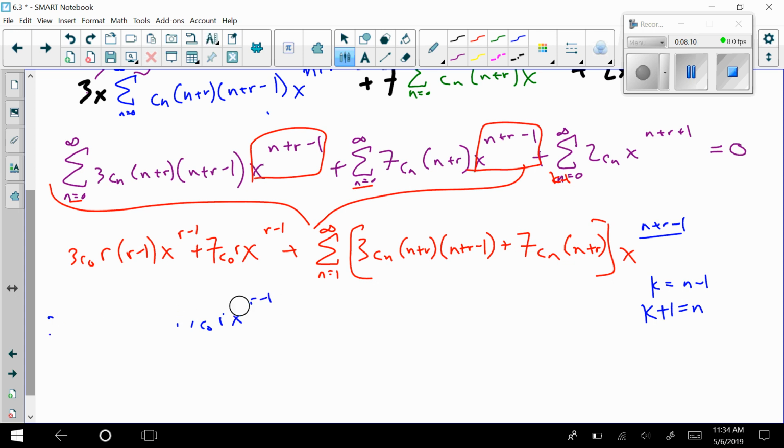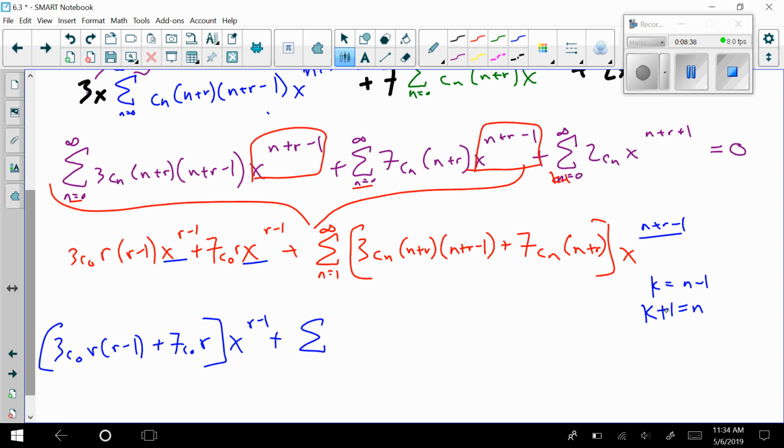And actually, now that I'm thinking about it, let's not even write it like that. What would be a smarter way to write it? Well, we know that these both share these x to the r minus 1, so maybe I'll just write it as 3 c naught r minus 1 plus 7 c naught r. And then I'm multiplying that by the x to the r minus 1 plus the summation of, okay, now I'm plugging this in over here, right, which makes k equal to 0 to infinity. And now I'm plugging that in, right?